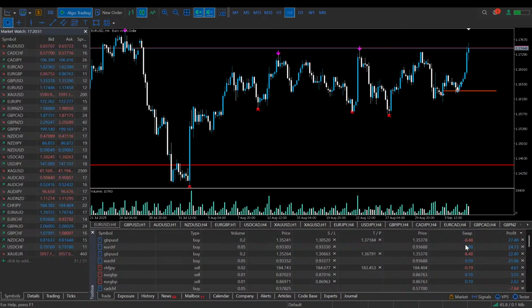Is there any question regarding this before I start placing some of my trades?